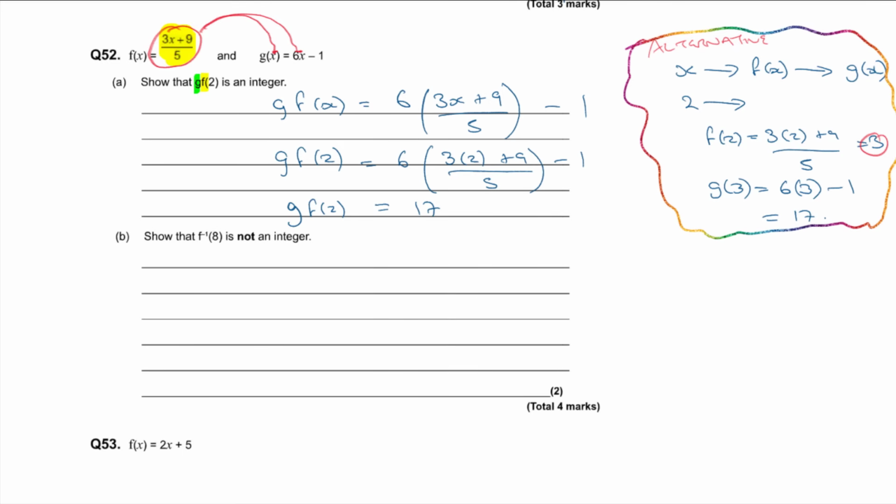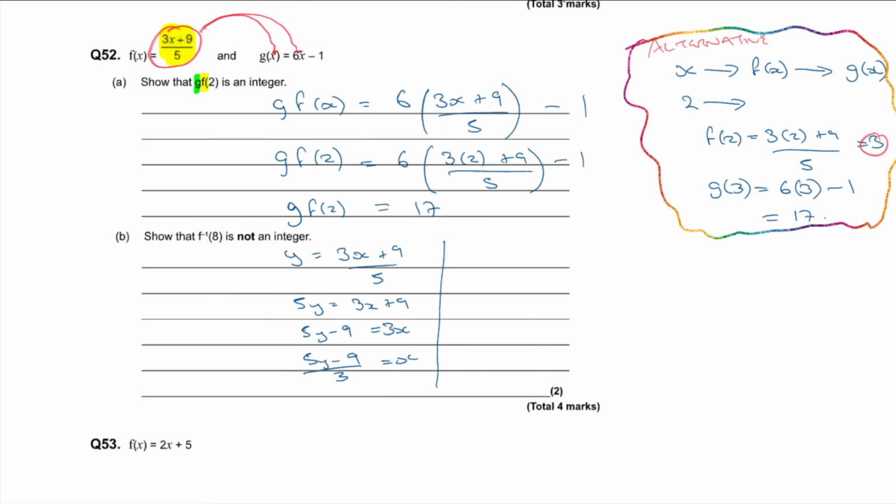Right, B, show that f to the minus 1 of 8 is not an integer. Okay, so before we can work out what f to the minus 1 of 8 is, we need to know what f to the minus 1 of x is. So we need to do the same thing we did earlier. So we let y equal our f of x function. We rearrange for x, so that's 5y is equal to 3x plus 9. So 5y minus 9 is equal to 3x. So 5y minus 9 over 3 is equal to x, like that. So now I've got x as the subject.